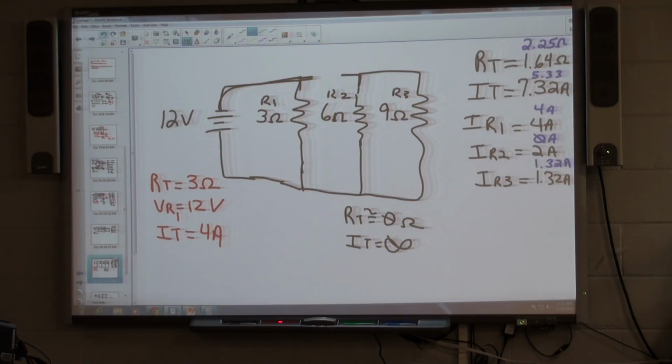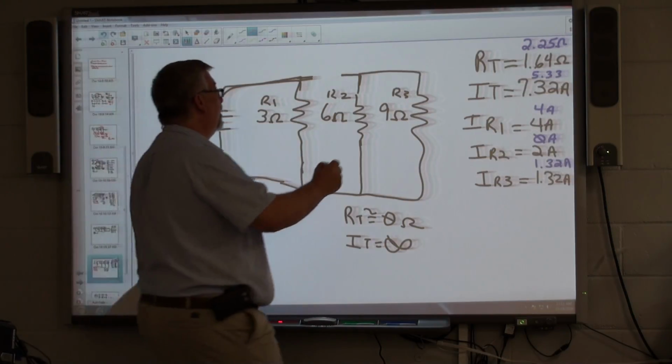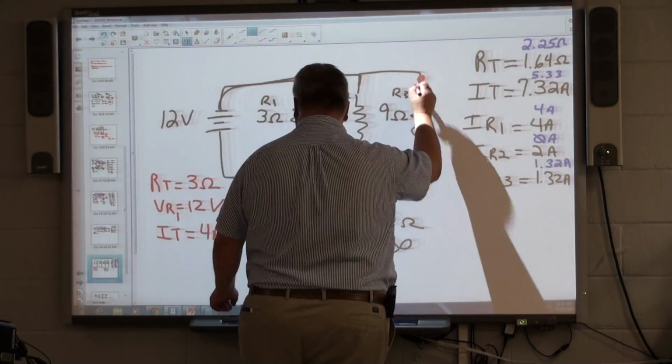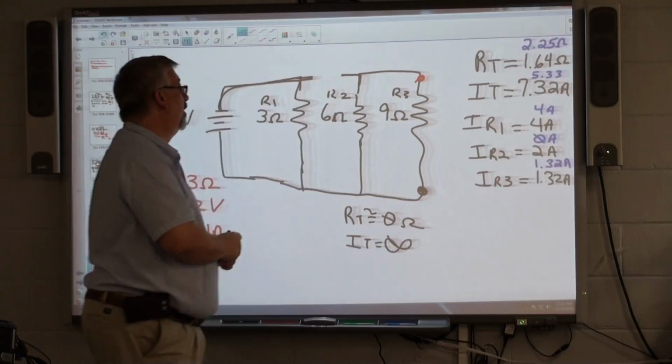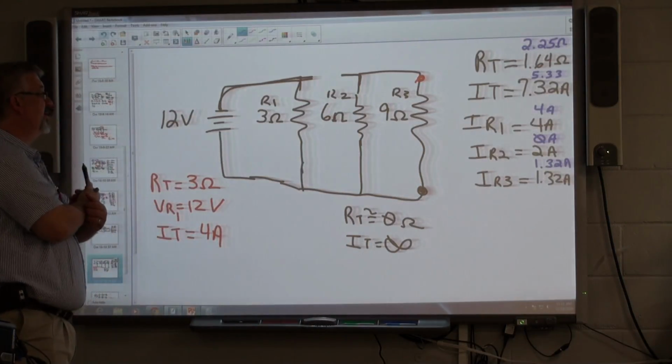Now, what were you asking, Cal? What would voltage be on R3 then? Let's see, if we put a meter here and a meter here, we'd read 0, because we're not getting back to our source.